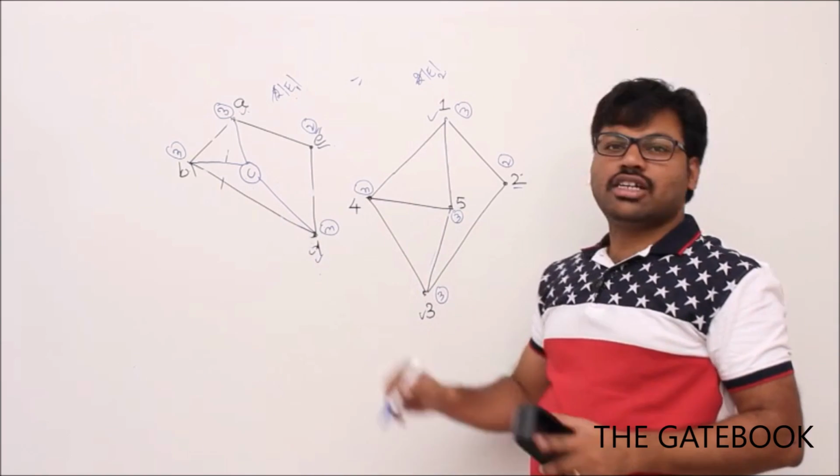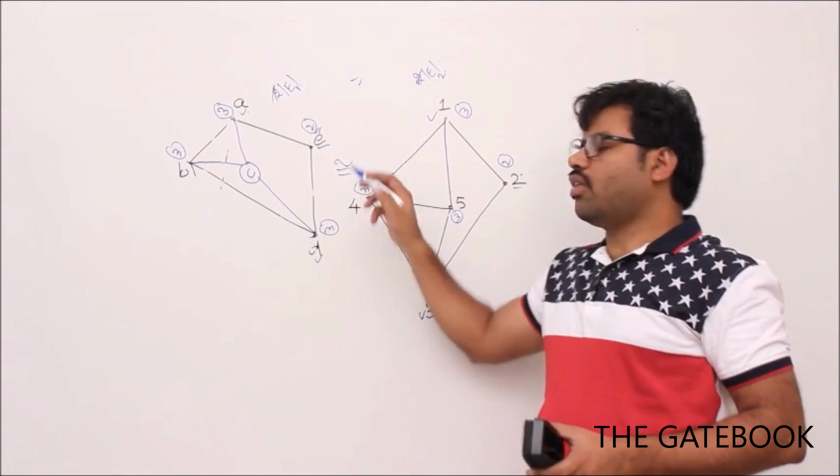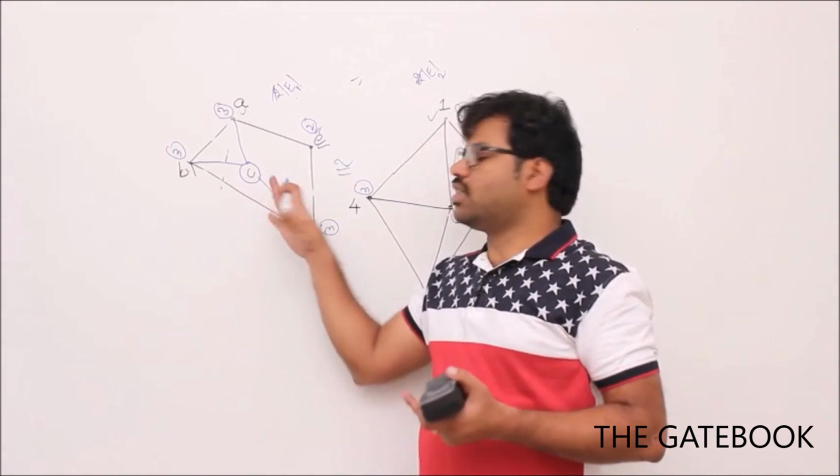Same, right? So that's why by redrawing this graph, I got it. That's why these two graphs are isomorphic. Understand? Really you want to prove that two graphs are isomorphic, you have to reconstruct the graph like this.